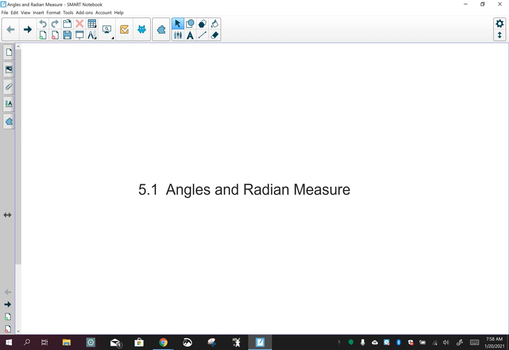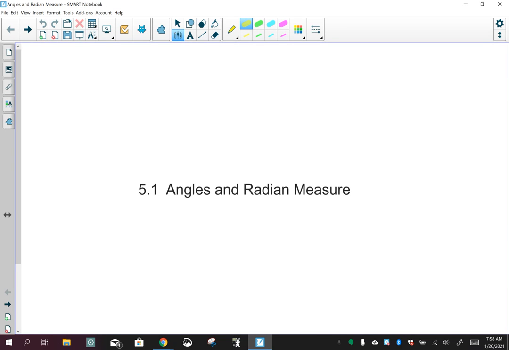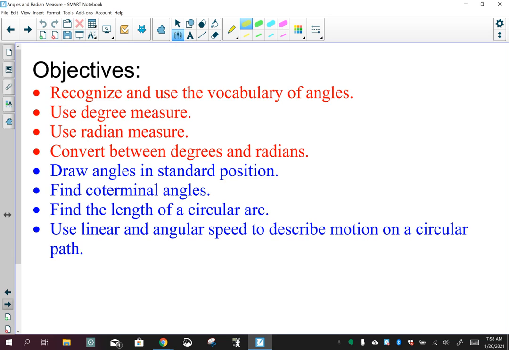Hello, everybody. So, what we are going to do today is look at angles and radian measures. This is the start of trigonometry. What we're going to do is basically focus on what all this stuff is going to be that we're going to be talking about. Vocabulary is the main one.